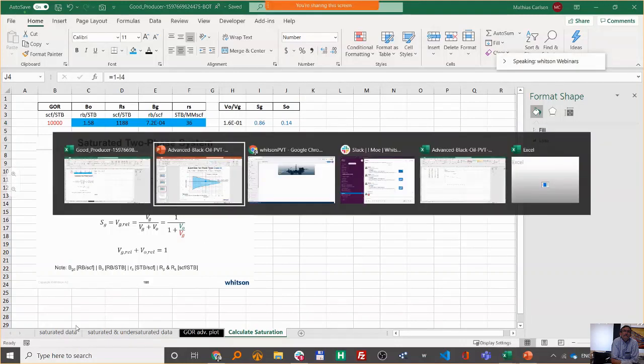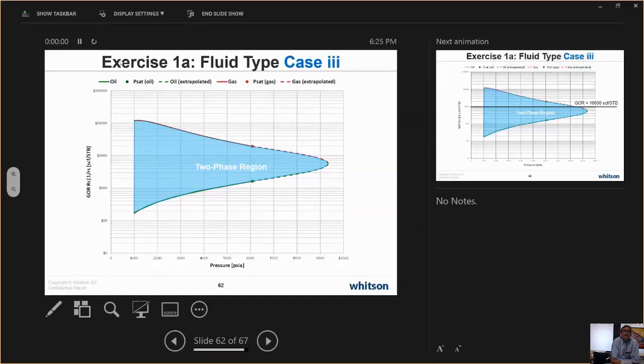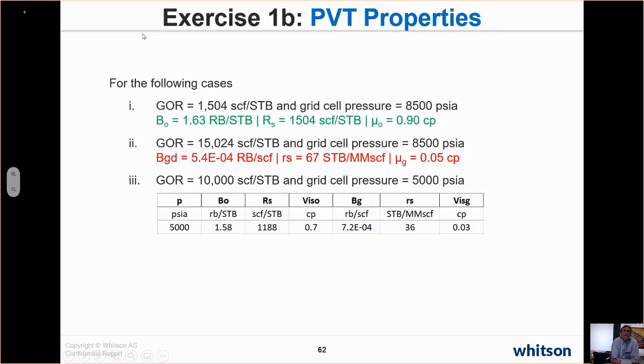Very good. So that was the first exercise, and this is going fairly quickly. Just to summarize, these are the properties or results from that exercise, given right here for case 1, 2, and 3. Number 3 has properties for both phases.